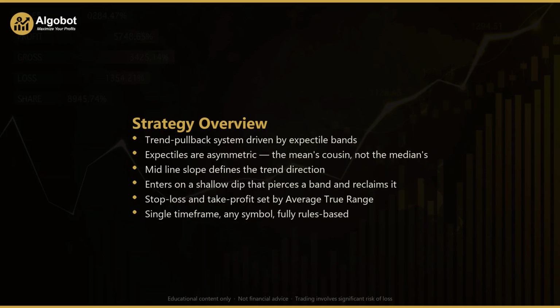The middle line does double duty. Its slope defines the trend. When the midline is rising, the strategy considers the market to be in an uptrend and only looks for long setups. When it's falling, it looks only for short setups.